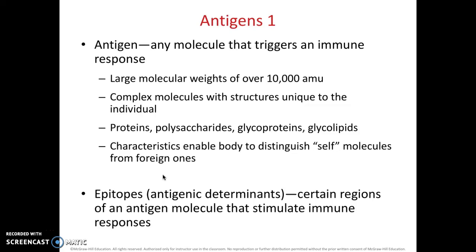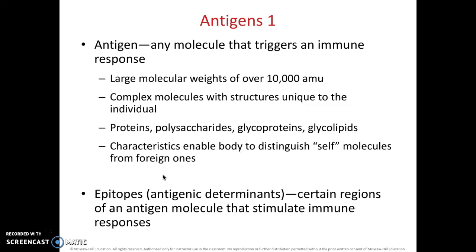These don't always have to be associated with large cells. These could be different molecules that you're creating antibodies against. Like with allergies, those are mediated by antigens. These antigens are made up of proteins, polysaccharides, glycoproteins, and glycolipids. The characteristics antigens have allow the organism's body to distinguish self molecules from foreign invaders.